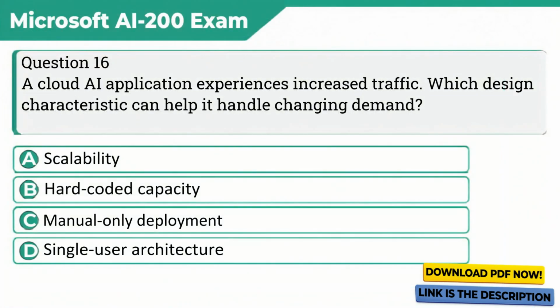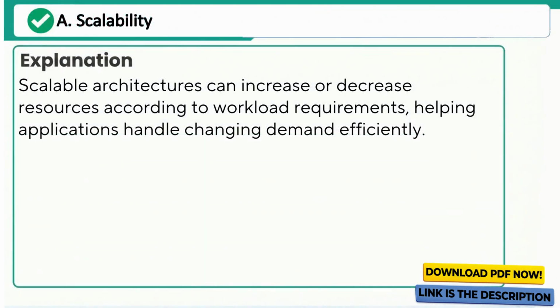Question 16. A cloud AI application experiences increased traffic. Which design characteristic can help it handle changing demand? A. Scalability. B. Hard-coded capacity. C. Manual-only deployment. D. Single-user architecture. Correct answer. A. Scalability. Explanation. Scalable architectures can increase or decrease resources according to workload requirements, helping applications handle changing demand efficiently.